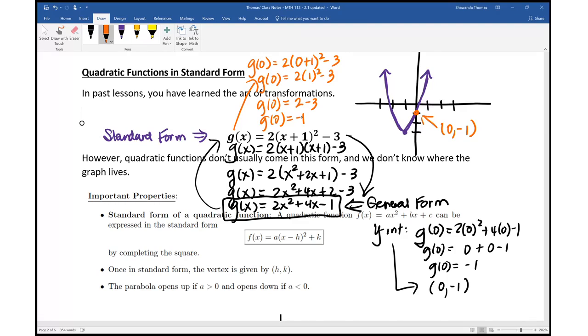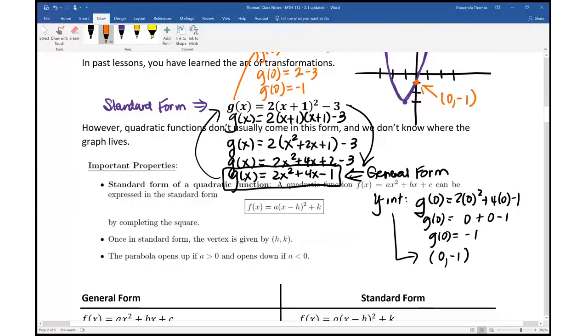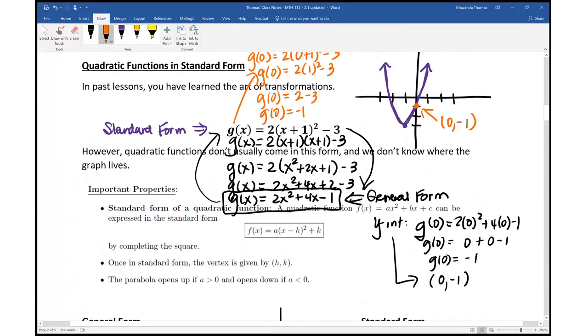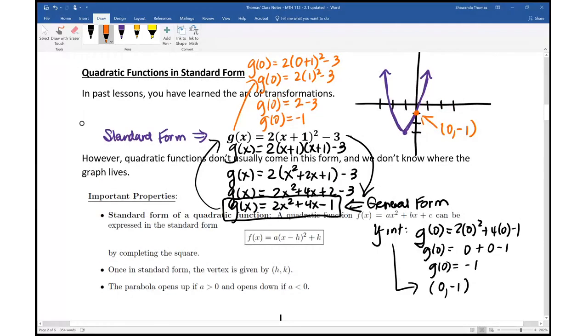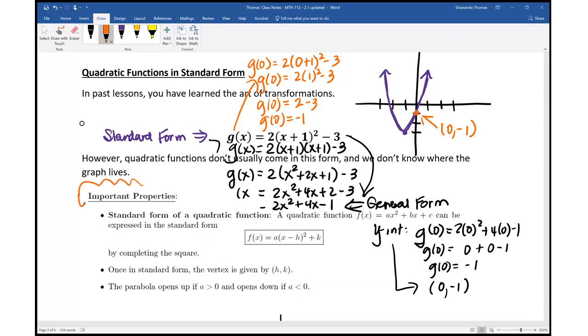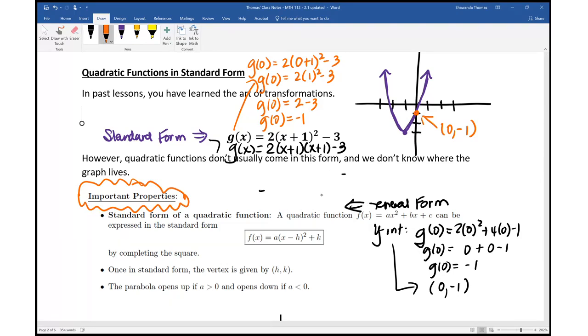Not too bad, but for some reason, general form is easier for me to plug in that 0, easier on my brain to calculate. But it doesn't matter. You can always use the general form to find the y-intercept as well. Now, let's go over a few items. Some important properties, as they have labeled here.